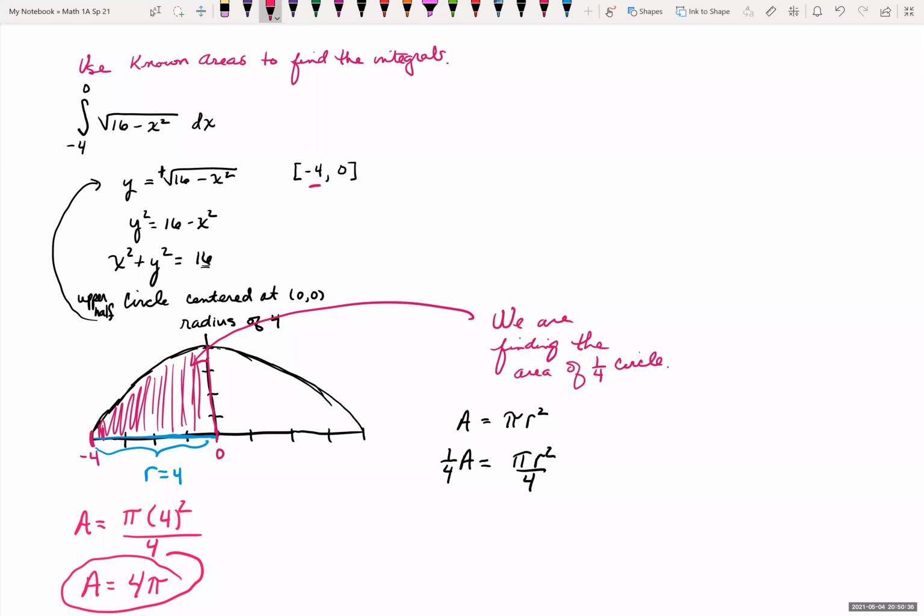So we use known facts of how to find area of certain shapes, and we could do that in this case to find the exact area or that definite integral from -4 to 0 without having to go through that limit as n goes to infinity of that summation of all the rectangles.